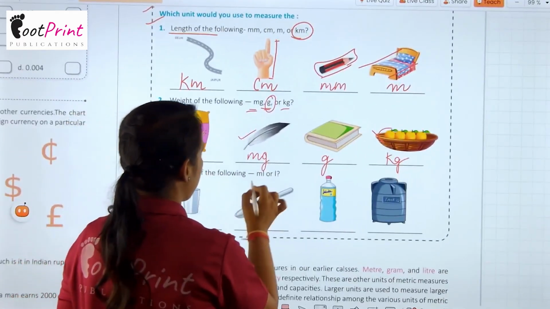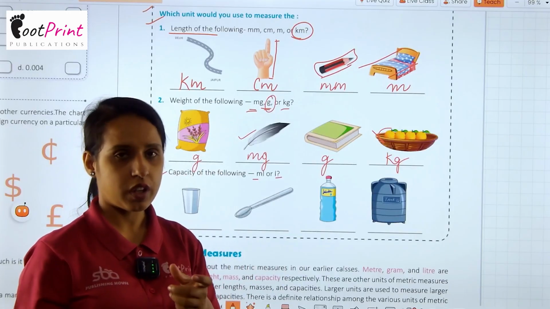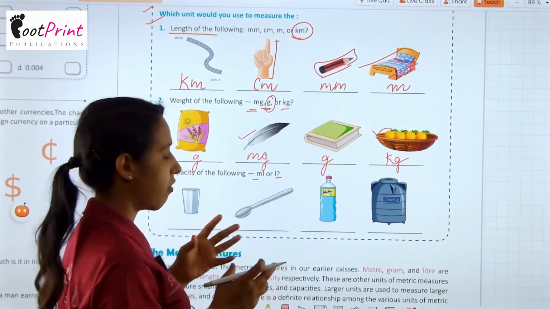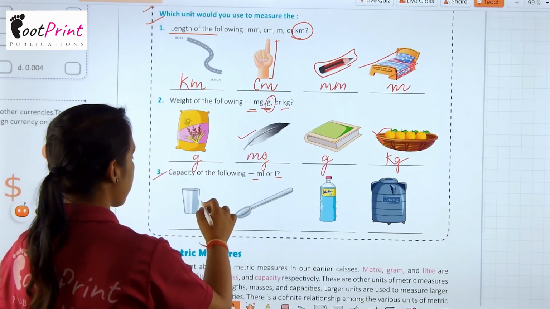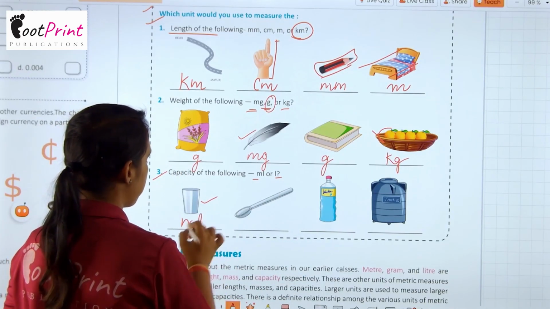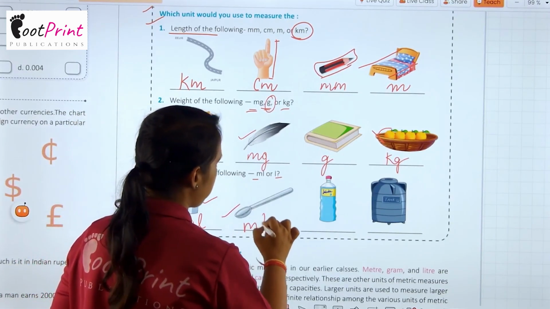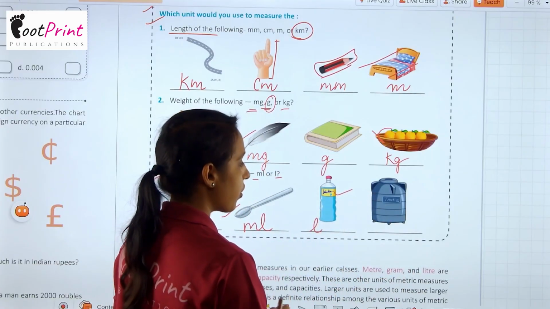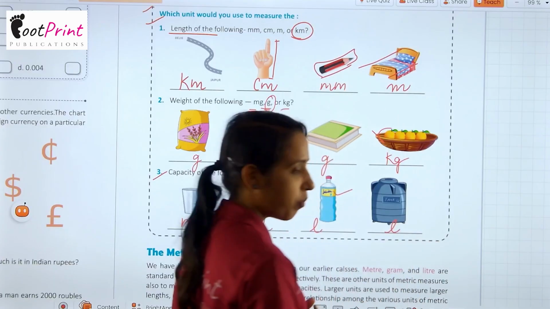Now the capacity. Capacity will be in milliliter or liter. If we have a small capacity, we will measure in milliliter, and if we have a large capacity, we will measure it in liter. Here a glass, we will measure it in milliliter. The capacity of a spoon is in milliliter. The capacity of a bottle we can say in liter, and the capacity of a water tank will be in liter.